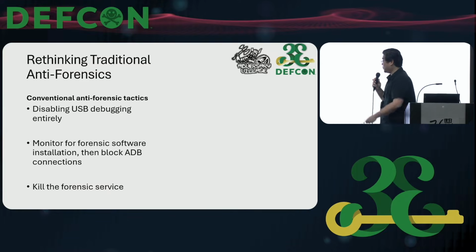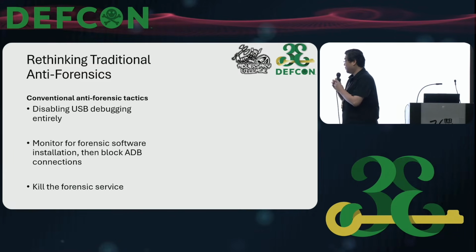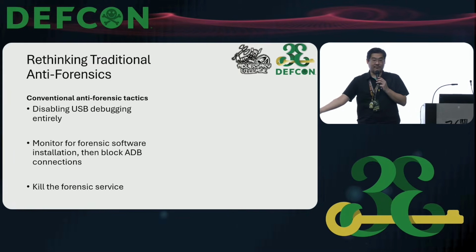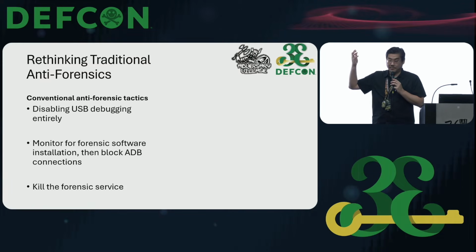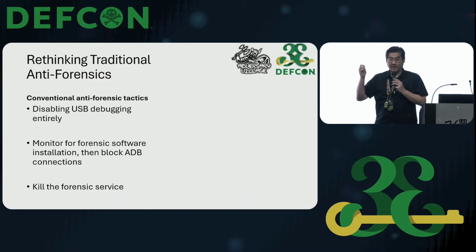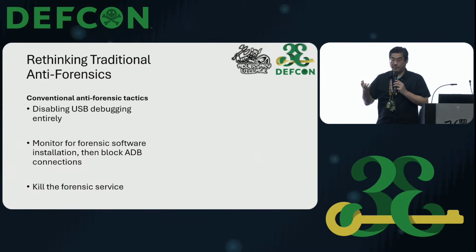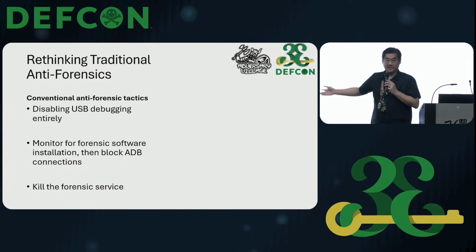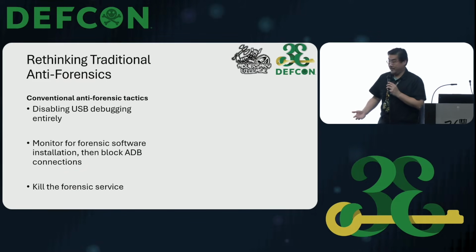The conventional approach to anti-forensics in mobile, you can, for example, disable USB debugging, right? Put a piece of software in your mobile device that disables USB debugging whenever an examiner tries to extract data from the mobile device, basically because he can't access the USB debug interface, extraction may not happen, right?